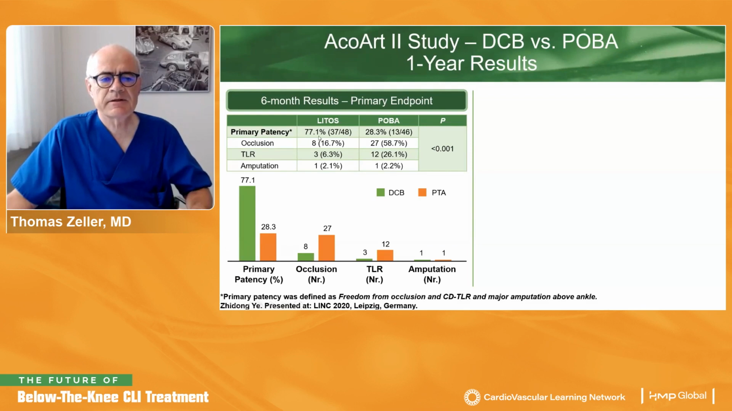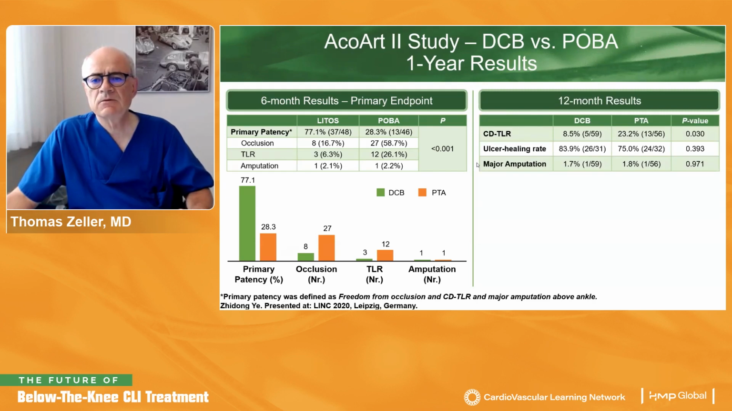Again, here comparing the lightest DCB against a plain balloon angioplasty. The reocclusion rate at 6 months, 16.7% versus almost 60% for the POBA cohort, and also the TLR rate was significantly higher at 6 months in the control cohort. If you look now here on the 12 months result regarding TLR rate, again, a significant benefit for the DCB cohort, interestingly, that there is no big difference between the 12 months outcome and the 6 months outcome.